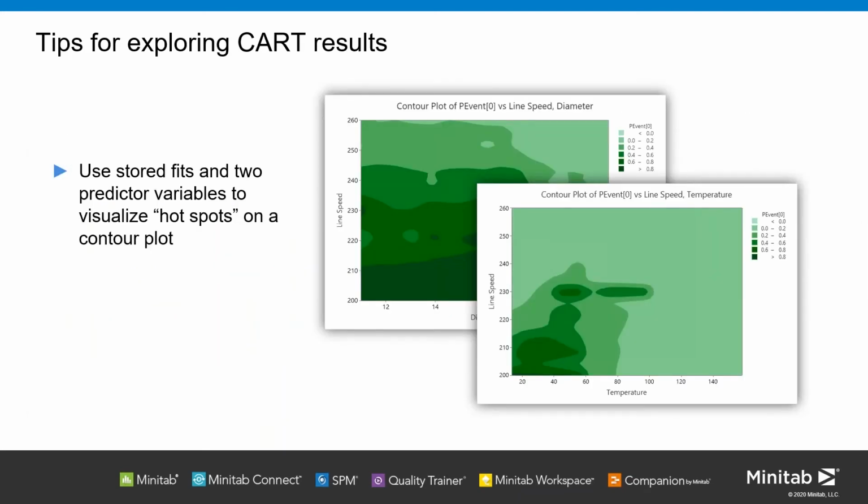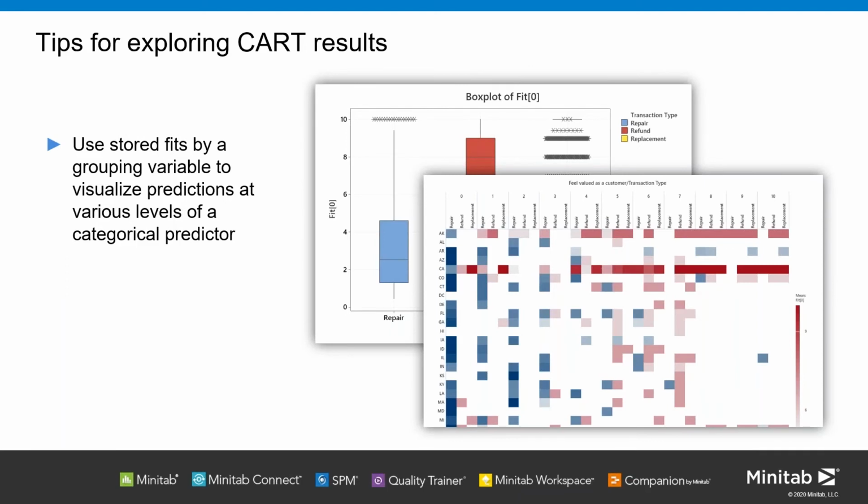One of the ideas that I shared with you is that the stored fits or predictions can be visualized on a contour plot along with two continuous predictors to visualize some of the hotspots. Also, the stored fits can be graphed on a box plot or other graph to visualize those predictions at various levels of a categorical predictor. And today I showed you two examples of that, one with a box plot. And then we also used the new heat map to visualize the predicted response values at various levels of multiple categorical predictors. So a nice new option to visualize things on that heat map.